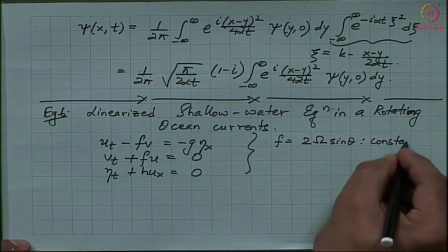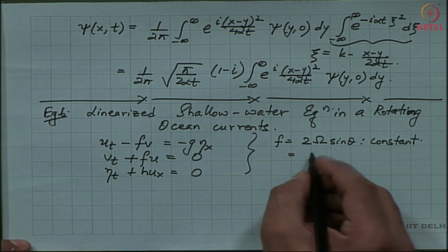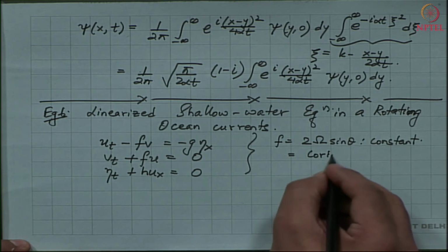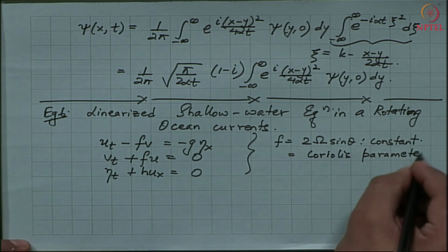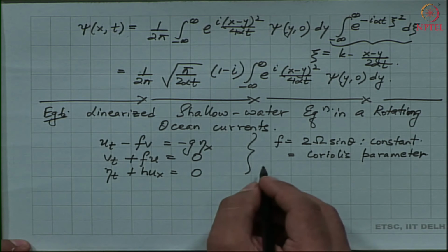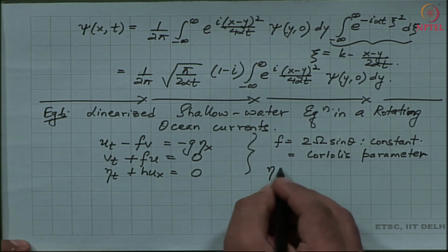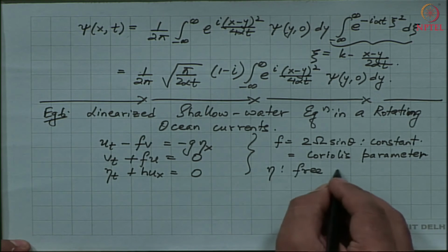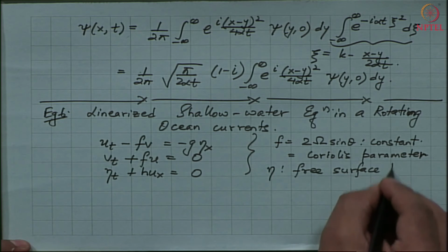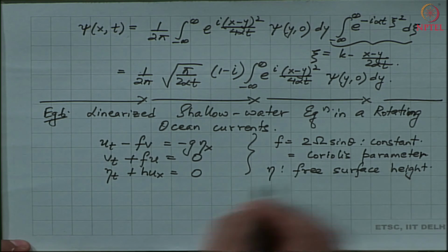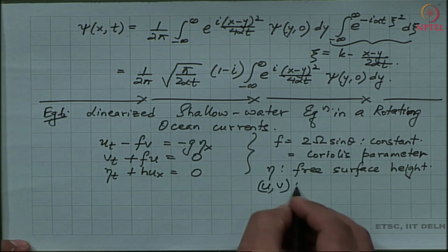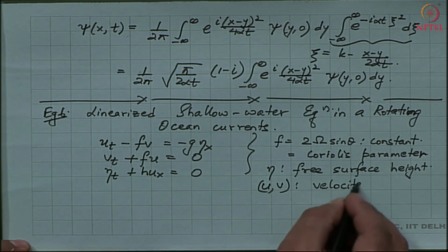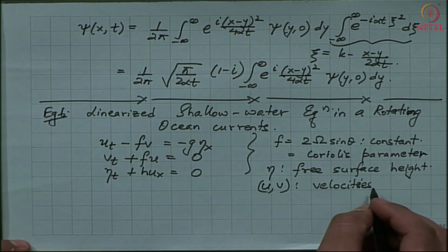So, where my function f is given by 2 omega sin theta, and this is a constant. I am going to treat it as a constant, and in physics it is also the so called Coriolis parameter. So, this measures the so called Coriolis or the rotating forces, and then eta is my free surface height, and my velocities u and v are my velocities, right. So u and v are my velocities.